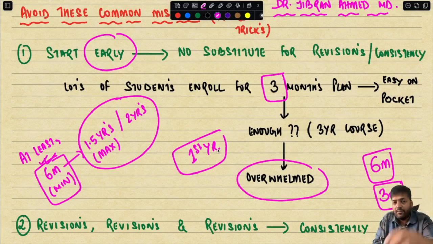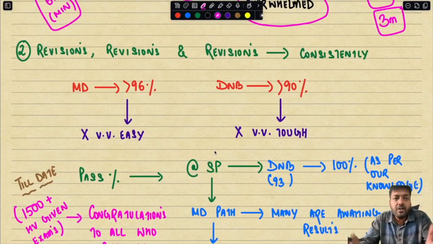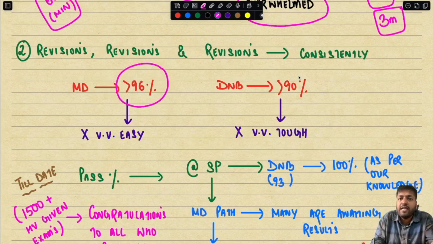The second important thing, as I have already maintained, is that revisions and consistent revisions are the key to passing the MD DNB exams. It is very, very, very important. Now I will give you a figure. Basically, in my other videos I have already said that the MD pathology passing rate is usually more than 96%, and for DNB it is more than 90%.